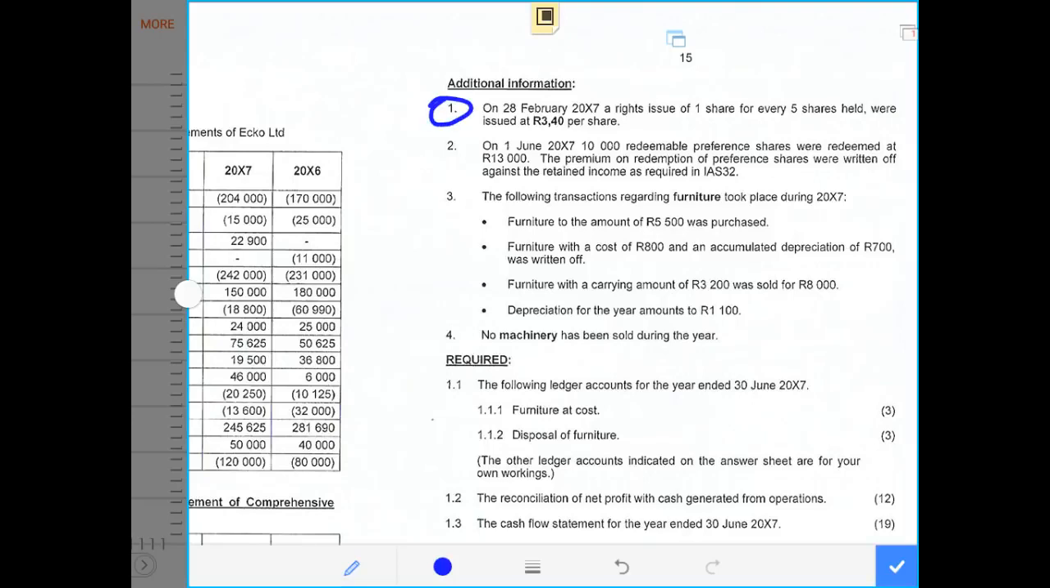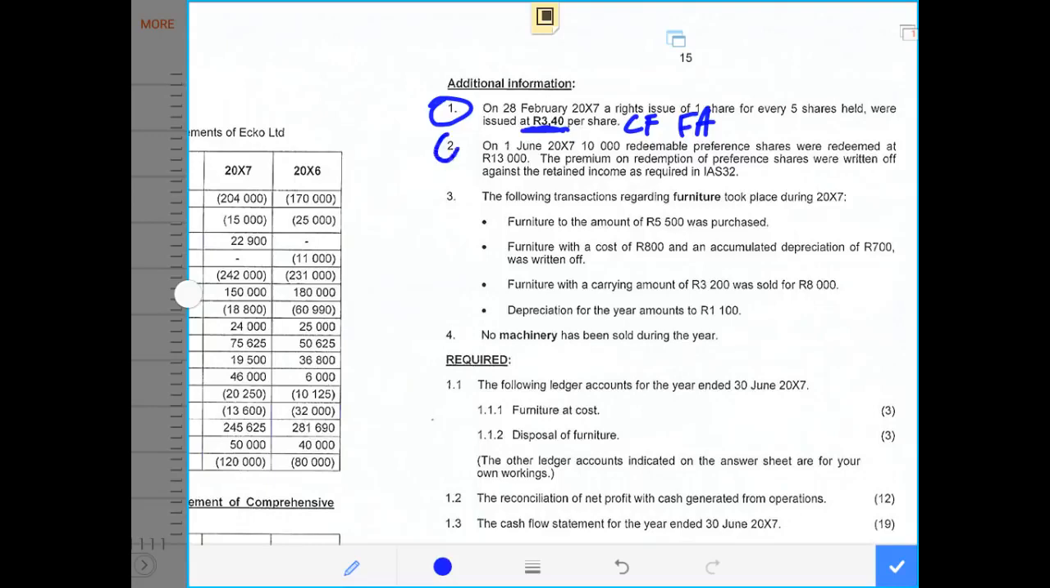The first additional information, number 1, says on the 28th of February 2007, a rights issue of 1 share for every 5 shares held was issued at 3 Rand 40 cents. Remember, a rights issue is when the shares are issued at a lower price than the market price. So now this will be cash flow from financing activities. I just want to write it out so that we are able to identify that this is cash flow from financing activities, not investing. So this will be recorded in the cash flow from financing activities.